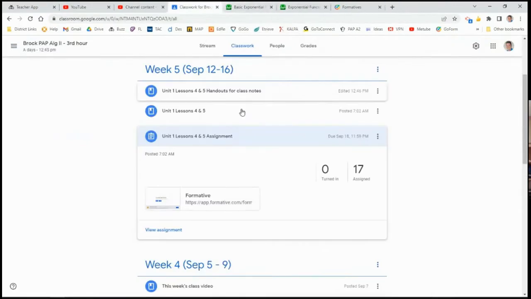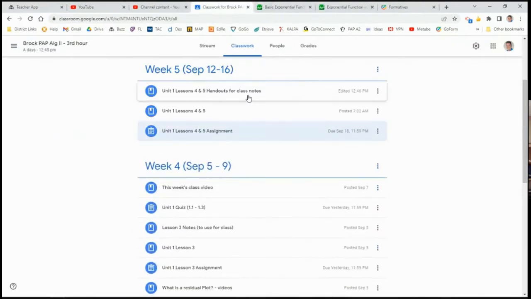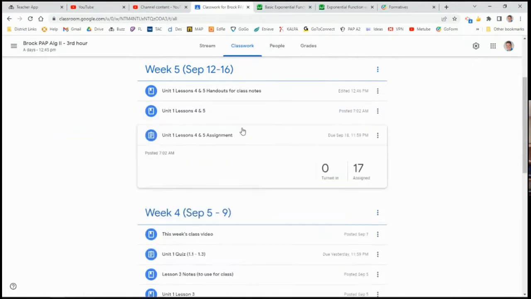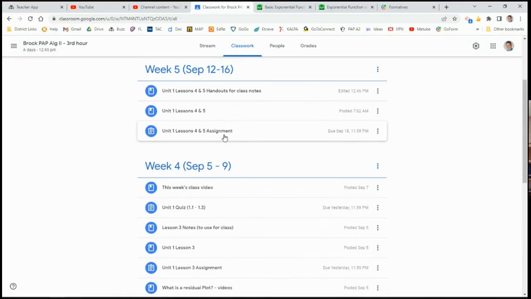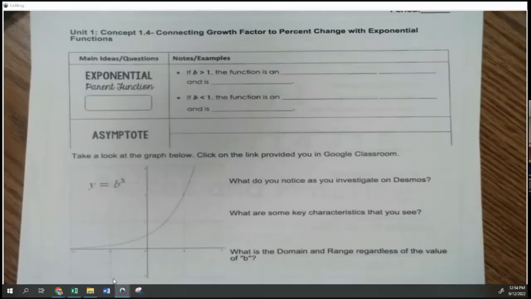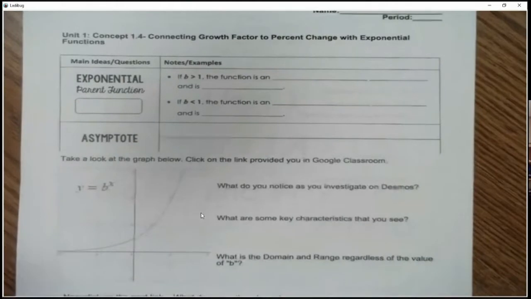All right, so you've got all of that. The handouts we're going to go over here in class. Here's the lesson for you to read, which we're not going to go over in class, and then the assignment for the week, lessons 4 and 5, grouped into one assignment. So, all right, let's look at what I've got for notes today, what we're going to be talking about.